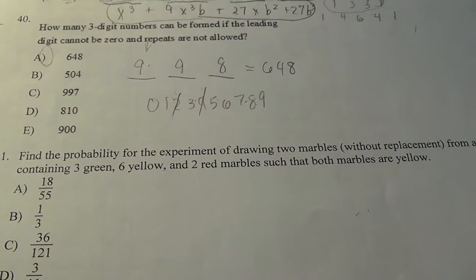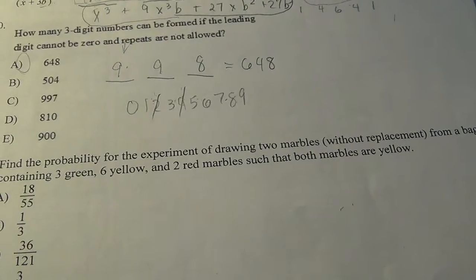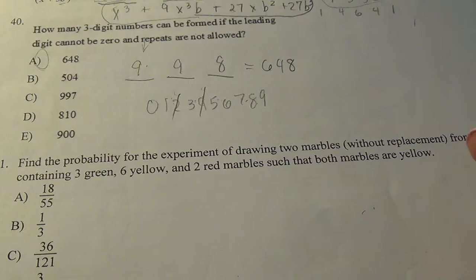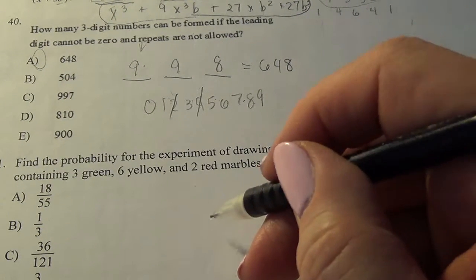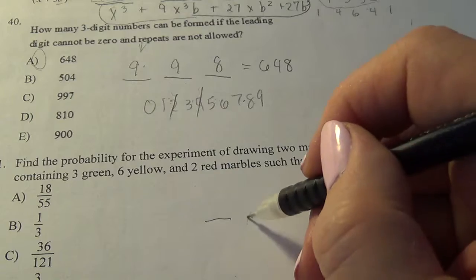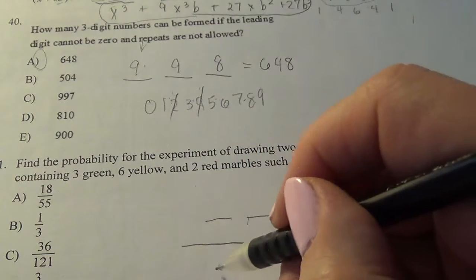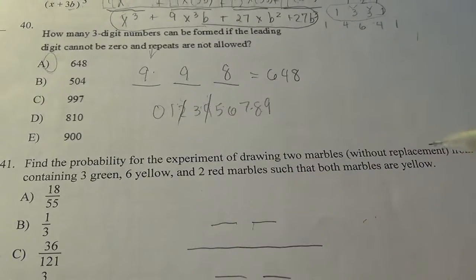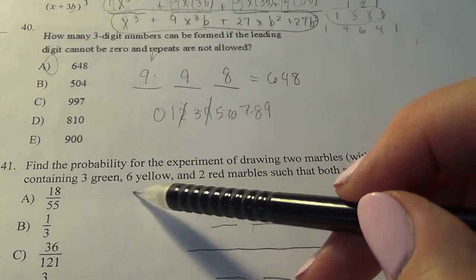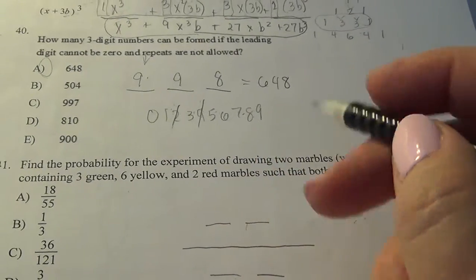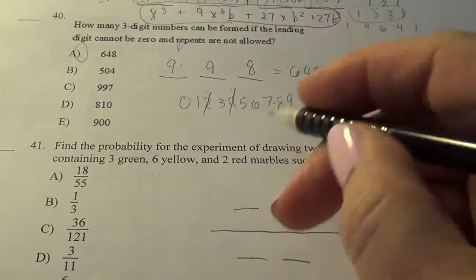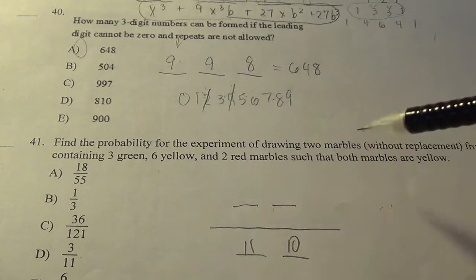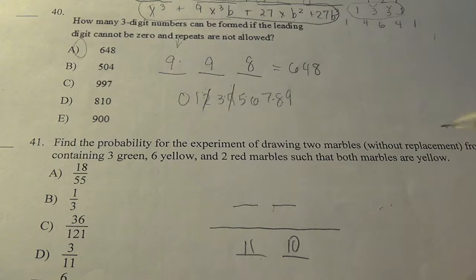Find the probability for the experiment of drawing 2 marbles without replacement from a bag containing 3 green, 6 yellow, and 2 red such that both are yellow. So we're going to do a probability, which is always a fraction. So on the bottom, we took a look at all the possibilities. Well, how many marbles are there in there? 3 plus 6 is 9, 11. So we're going to do 11 times 10.